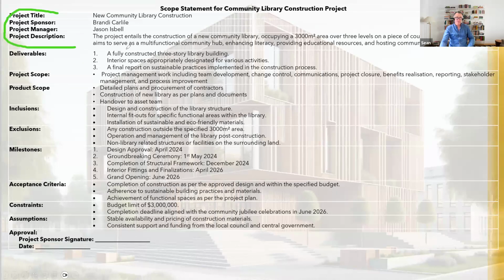Obviously, we've got our project identifying data up here. Hopefully, you've got the joke already about Brandi Carlile and Jason Isbell. Anyway, if you haven't, go look them up.